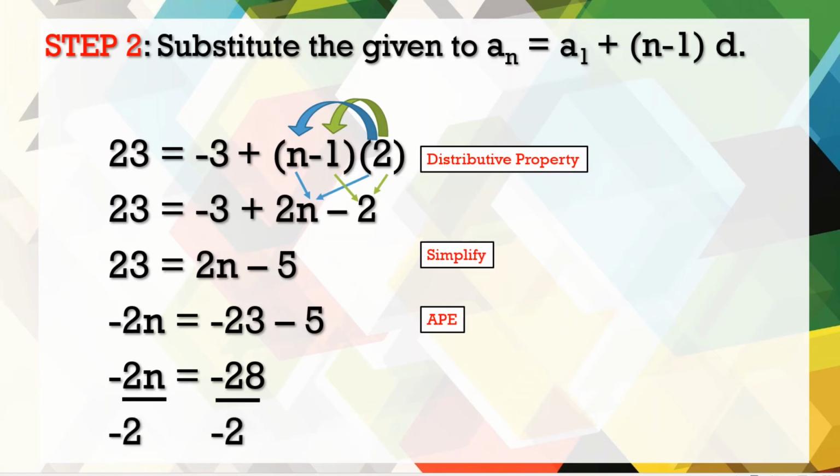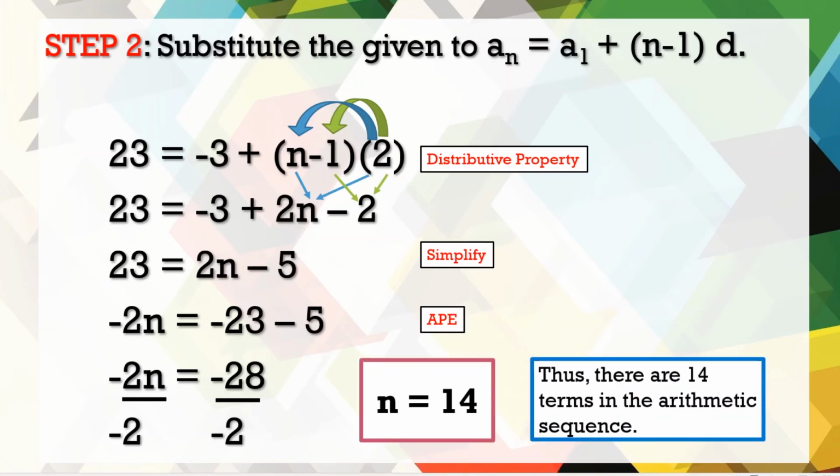Negative 23 minus 5 equals negative 28. We only need the value of n, so we divide both sides by negative 2 so that we will have 14. Thus, there are 14 terms in the arithmetic sequence.